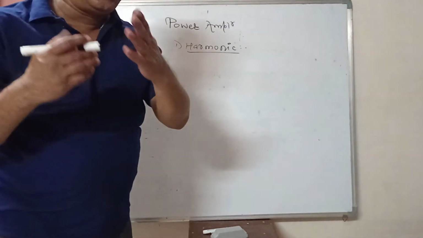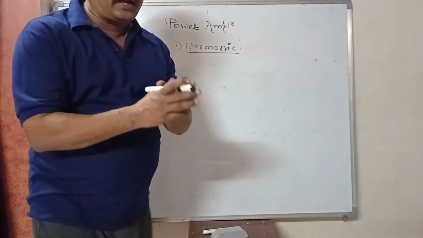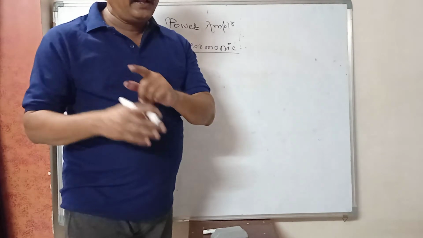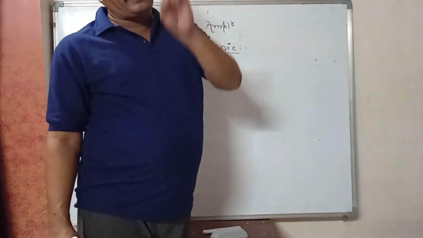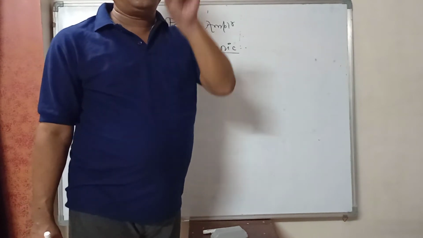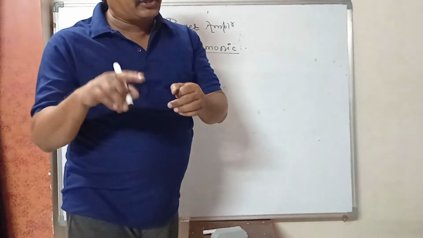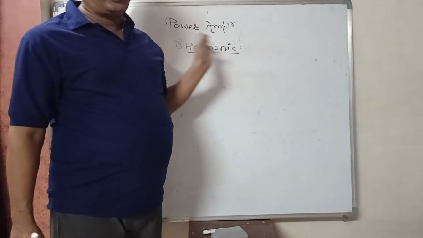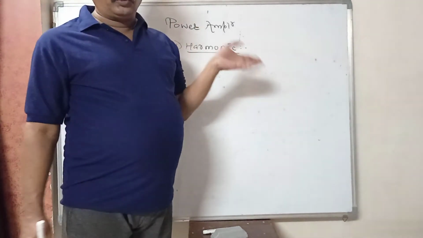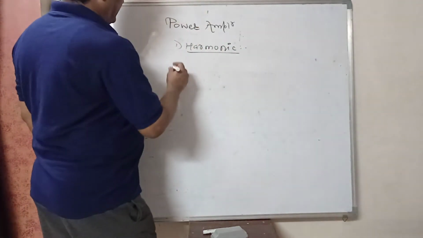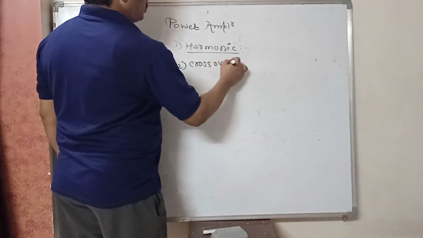Now what is meant by integer multiple? So output contains new frequencies, known as harmonics, and how are they generated? Integer multiplication of fundamental frequency. So if fundamental frequency is f1, then it will contain f1, 2f1, 3f1, 4f1, integer multiplication of fundamental frequency. That is known as harmonic distortion. I am going to provide you the notes, you can go through the notes. Second is crossover distortion.